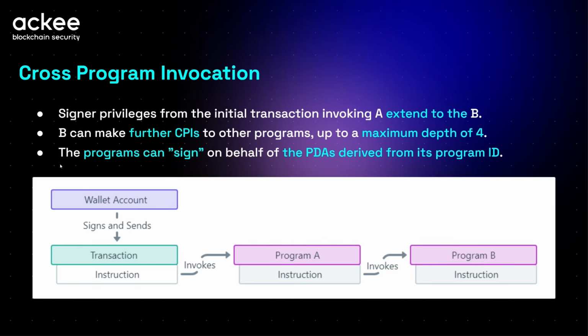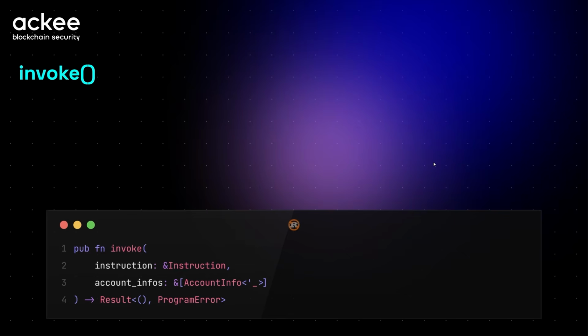And this is important regarding the PDAs. The program can sign on behalf of the PDAs derived from its program ID. You will see this during the next slide, how it's actually done. First of all, we have the invoke function. We have basically two functions used for calling additional programs. So we have invoke and invoke signed.